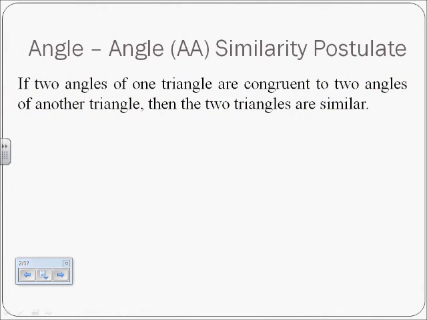First, looking at the angle-angle similarity postulate, it states if two angles of one triangle are congruent to two angles of another triangle, then the two triangles are similar.